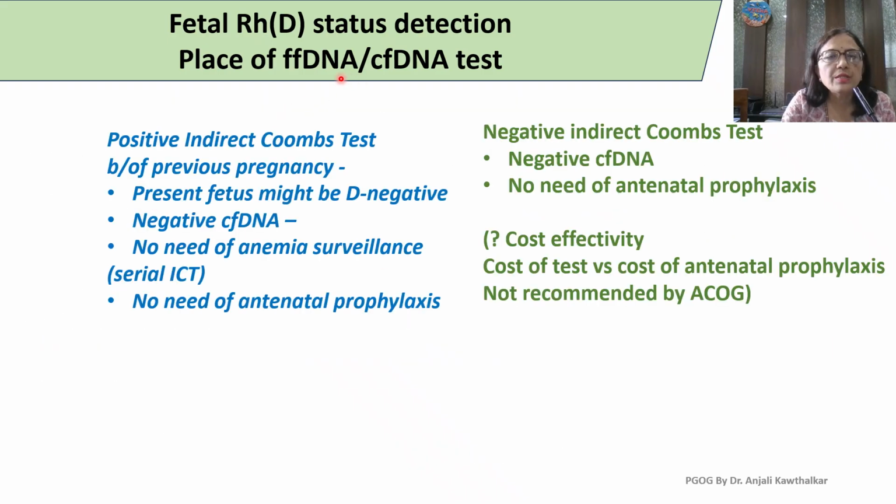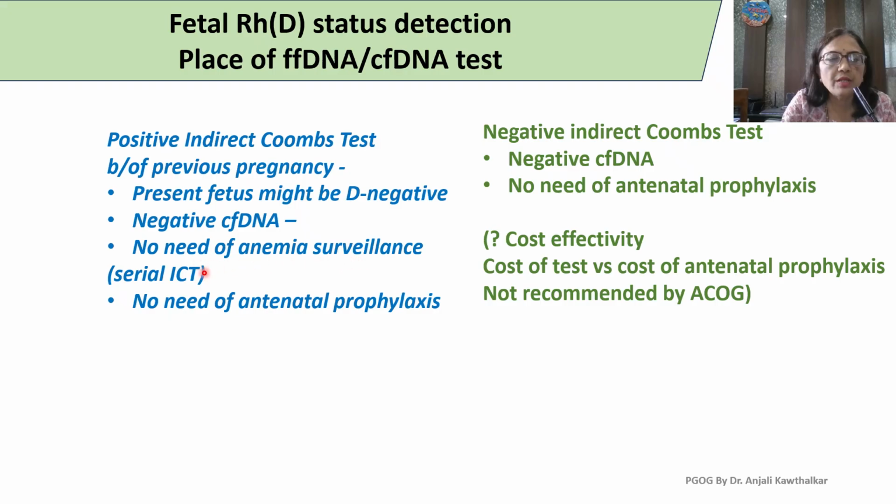So, what is the place of this cell-free DNA or fetal free DNA testing in fetal RHD status detection? If there is a positive indirect Coombs test because of the previous pregnancy exposure, the present fetus might be D negative, especially if the partner is heterozygous. So if the report comes as negative cell-free DNA, there is no need of anemia surveillance.